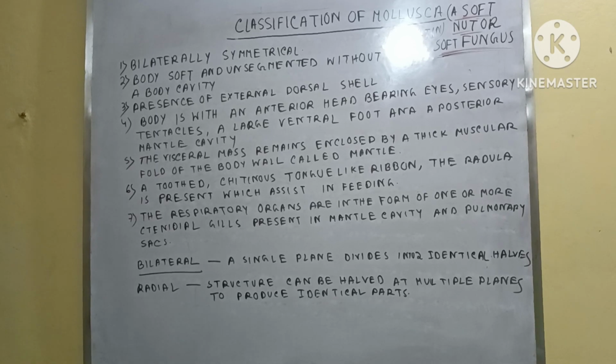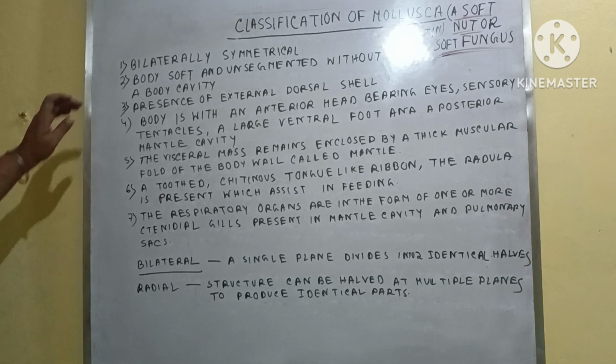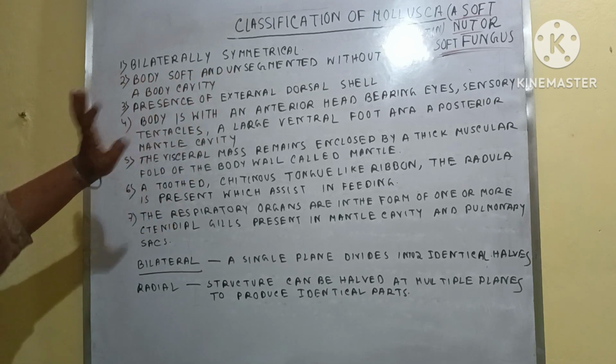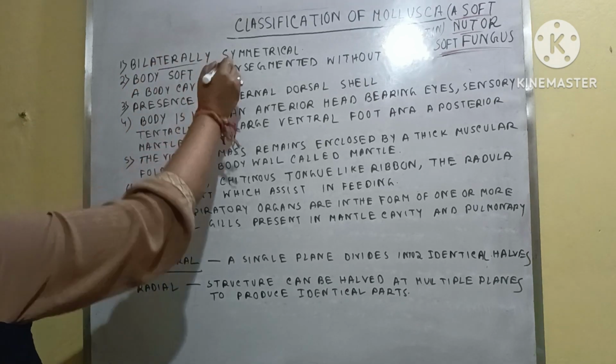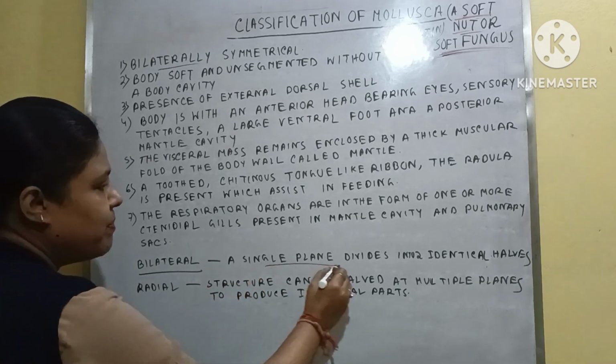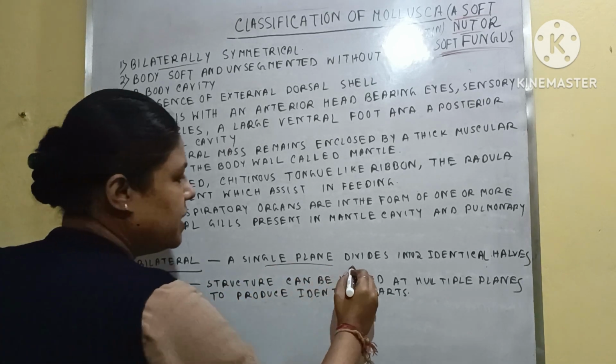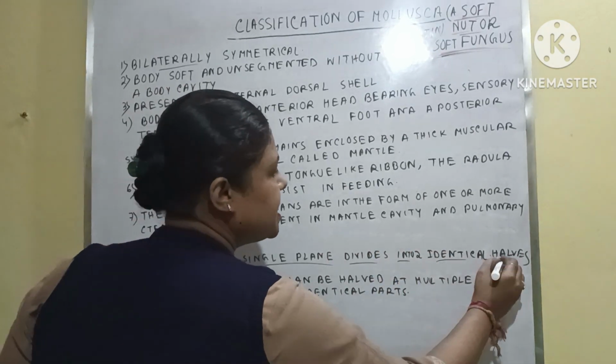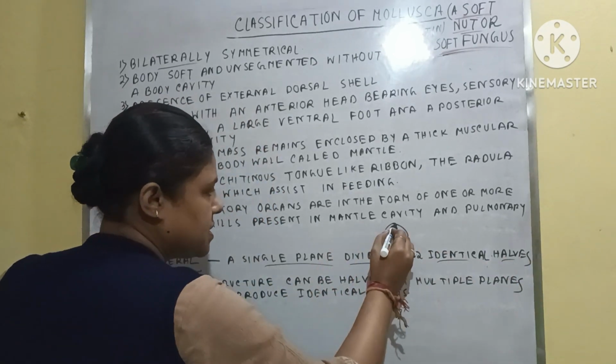Okay, so here are some external features related to the phylum. First one is bilaterally symmetrical, and second one is the body soft and unsegmented without a body cavity. So bilaterally symmetrical means a single plane divides the organism into two identical halves, just like this.